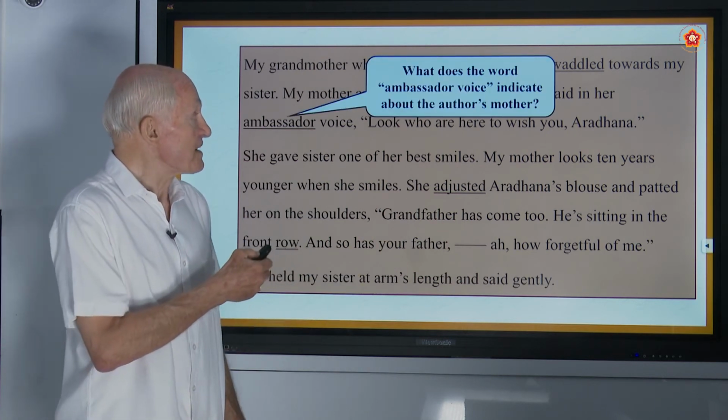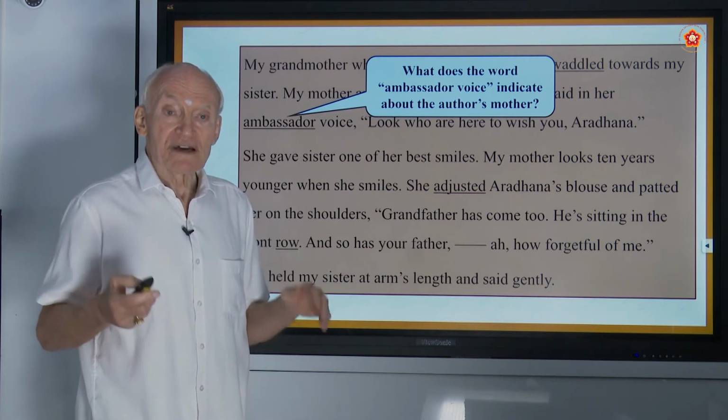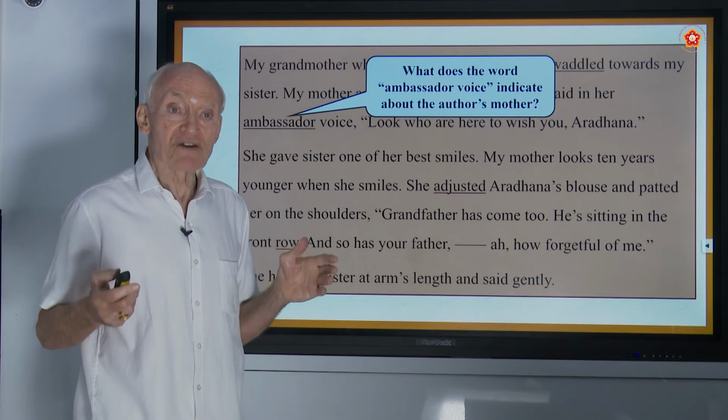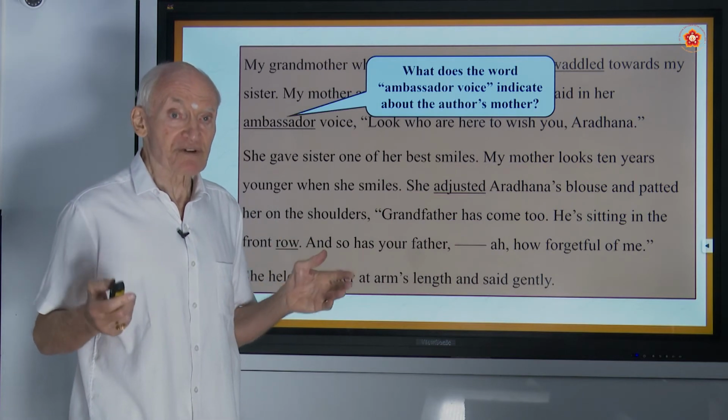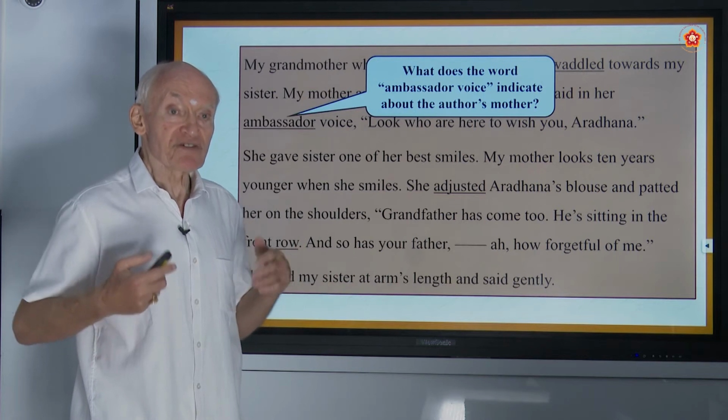What does the word ambassador voice indicate about the author's mother? It means the mother is a very noble person and lives correctly and wants to do things right and speaks with a tone of authority.